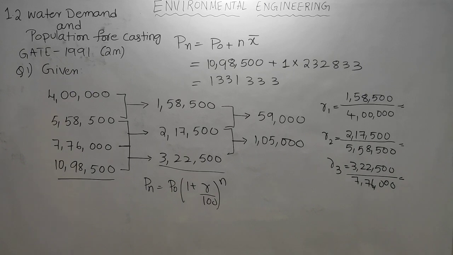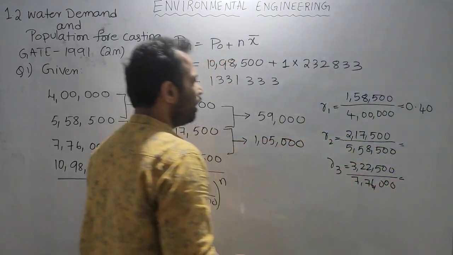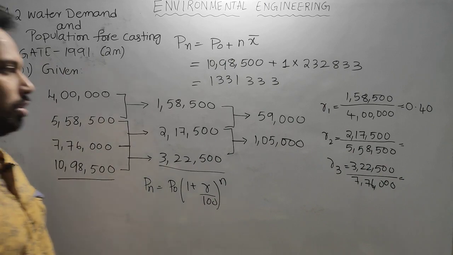1,58,500 divided by 4 lakhs is 0.396, which is approximately 0.4. The next one is 2,17,500 divided by 5,58,500. It is 0.389, which is also approximately 0.4.